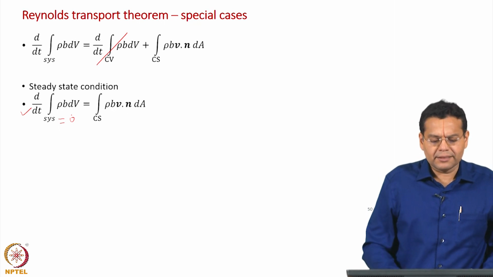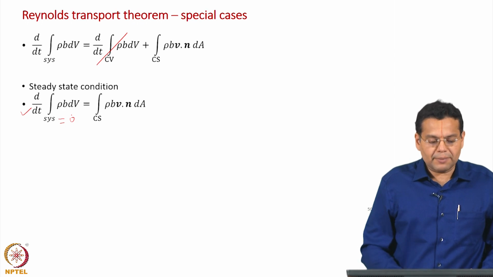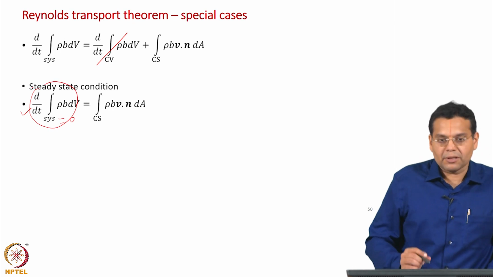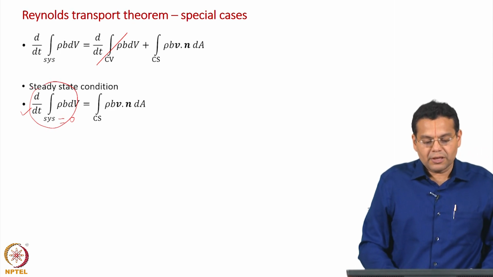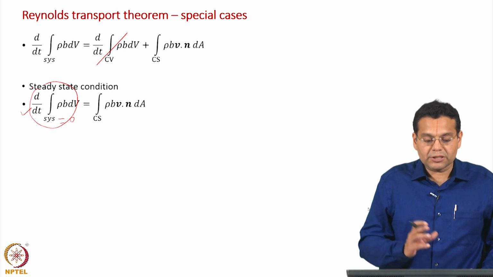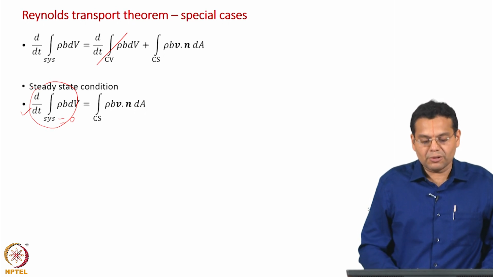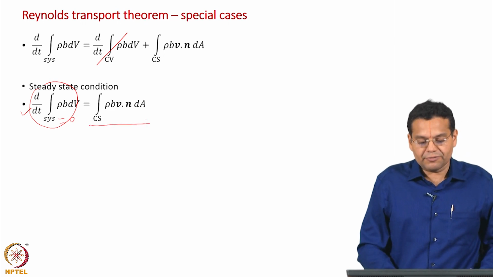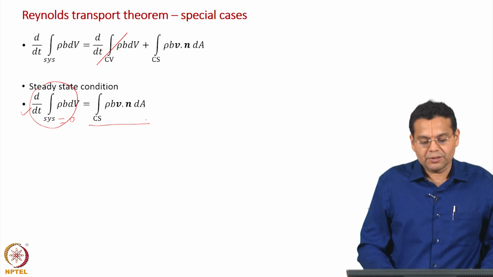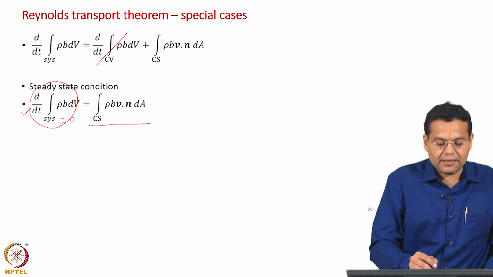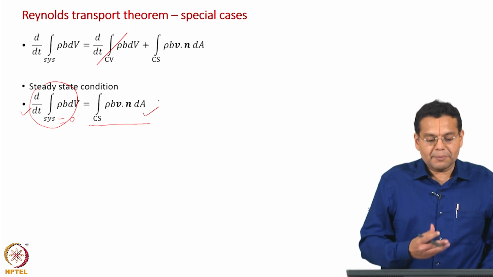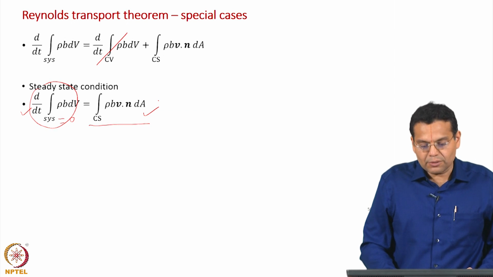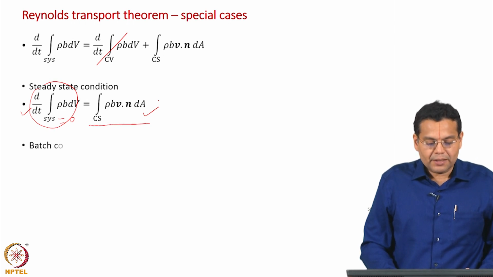But suppose we are applying this for a momentum balance, then for the left hand side we have seen from the law of physics that the rate of change of property, in this case momentum, is equal to the sum of forces, which means it is non-zero. So, in that case the net rate at which momentum leaves the control surface will be equal to the sum of forces. So, this net rate at which property leaves may be 0 or may not be 0 under steady state condition. Now, let us look at the second special case, a batch condition.